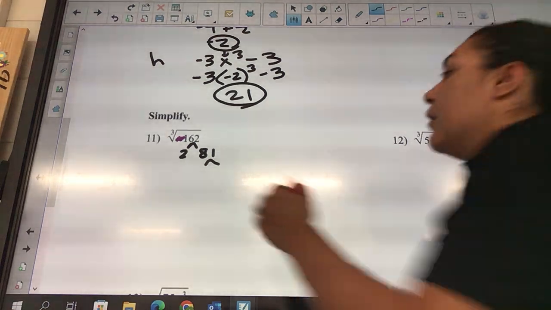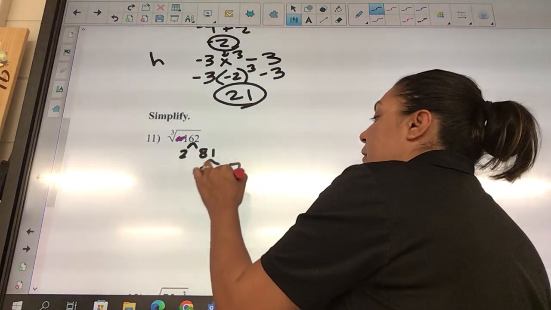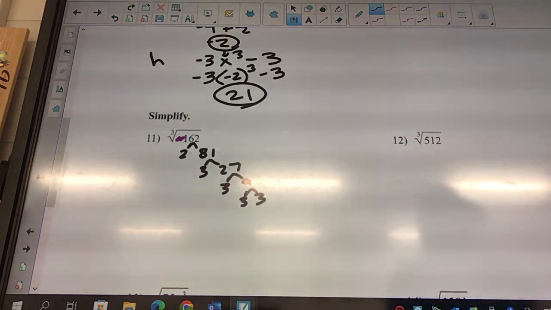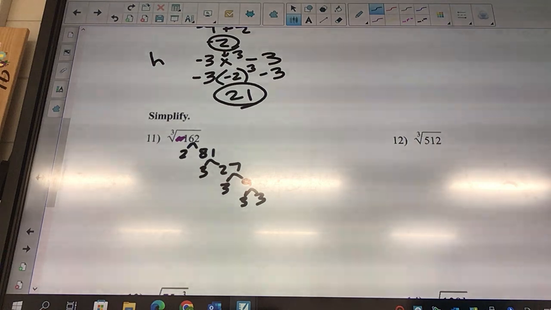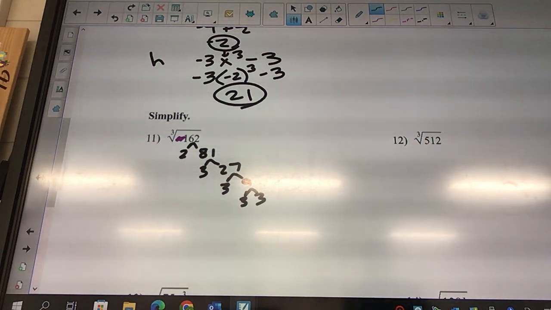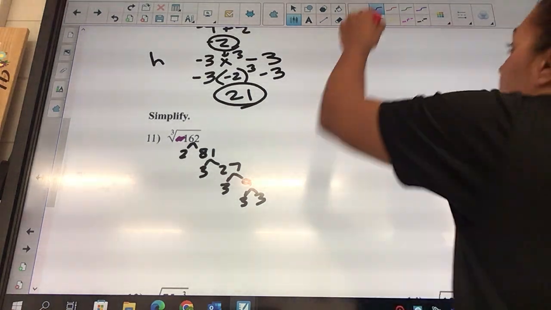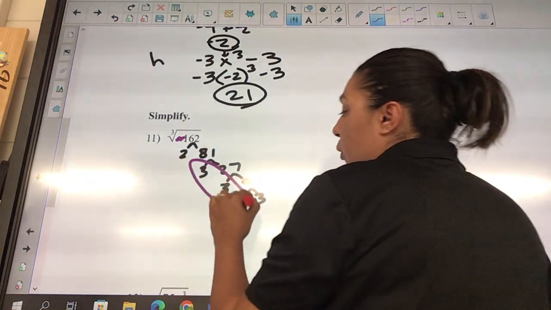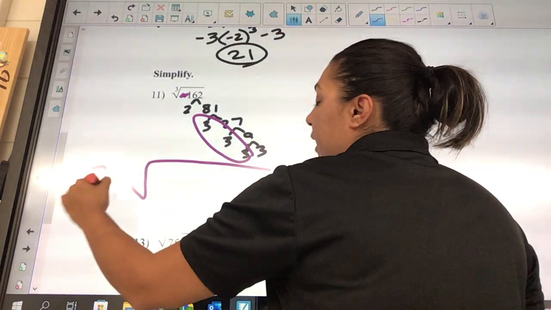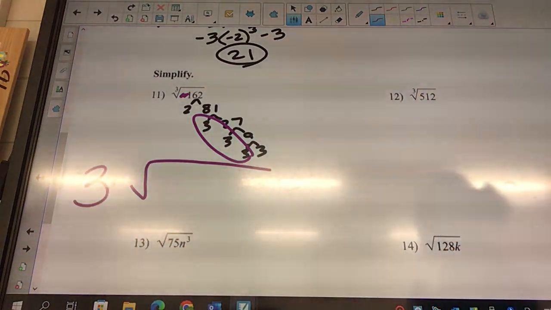3 and 27. 3, 9. 3, 3. Okay, we are taking these out in groups of what? 2, not 3. 3. Okay, so who can go? 3. A group of 3s. Where do those guys go? Inside or outside? The 3 outside. Outside. Who cannot go? 2.